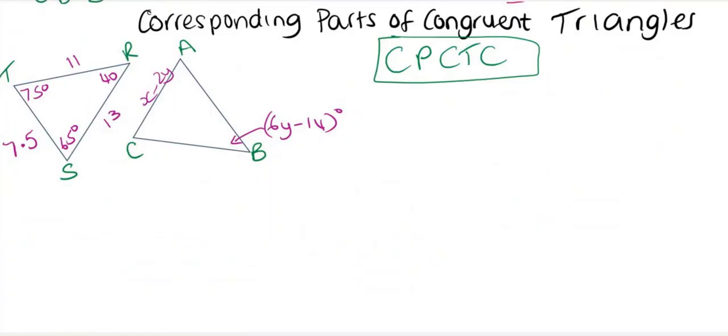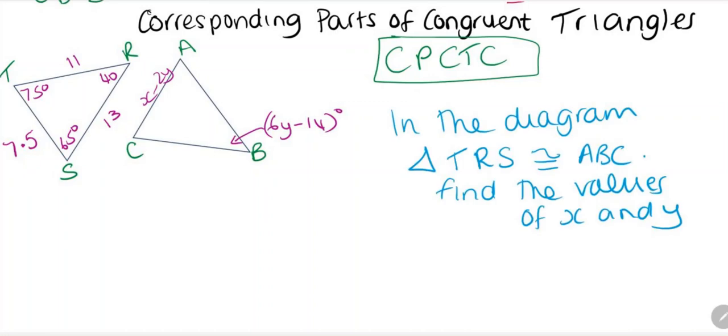Okay, we're going to look at an example. So this is corresponding parts of congruent triangles. And we can say CPCTC in abbreviation. So we're going to look at our triangles, and we're going to see what we can say is congruent. So we're going to use the congruent parts of the congruent triangles. So in the diagram, triangle TRS is congruent to ABC. Find the values of x and y.